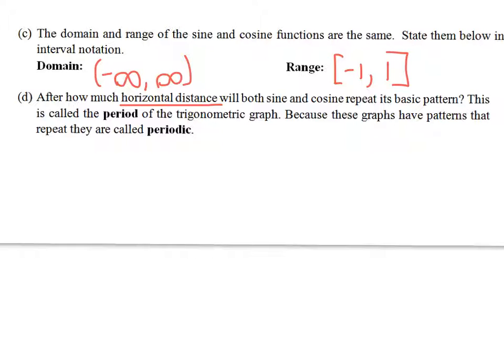So we can both look at the table and we can look at the graph and see that it takes 2 pi in order to repeat the same exact pattern for both sine and cosine. That is called the period of the trigonometric graph. Period just means what is the width of one of the patterns? What's the horizontal distance that one pattern covers? Because these graphs do have patterns that repeat, we said that this kind of graph is called a periodic function, a repeating function, repeating in a pattern.